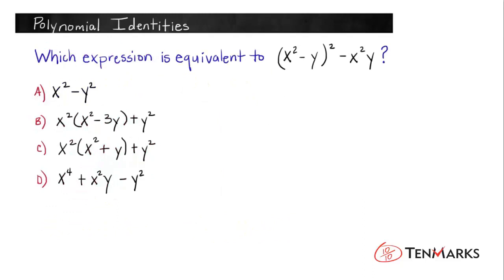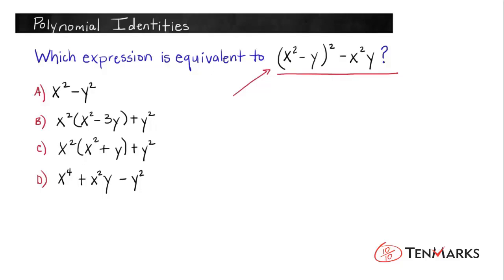Here's another kind of question. This one is a multiple choice, and you're being asked which expression is equivalent to x squared minus y quantity squared minus x squared times y. You've got a couple of different ways that you could approach this problem, but I think what we'll do is we'll take this expression here and simplify it and then see where we need to go from there.